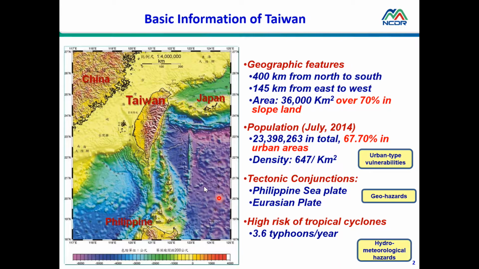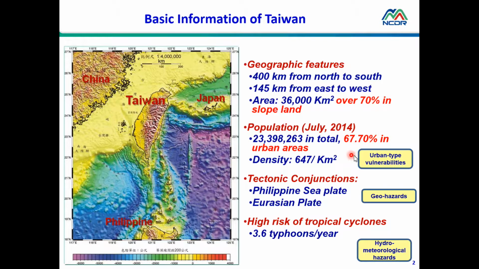Taiwan, maybe some of you have been to Taiwan. Taiwan is a small island. The longest part is 400 kilometers, the widest part 145. And the most important thing, over 70% of Taiwan is in slopeland area. Talk about vulnerability, because we are one island country.